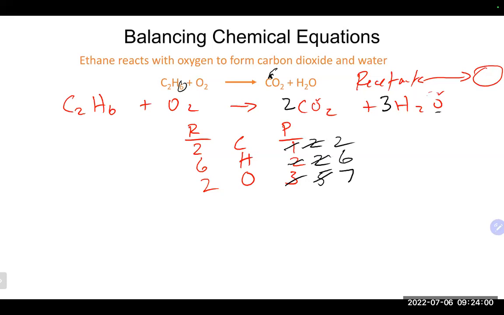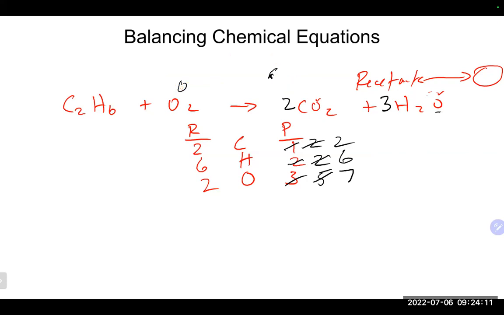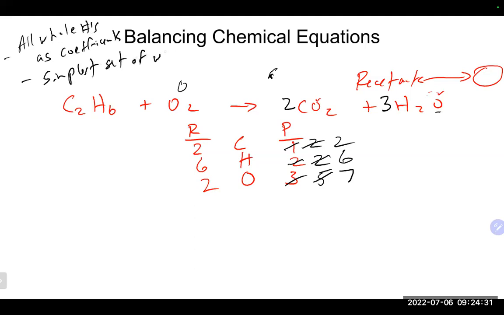So now that we're putting coefficients in here, there's a couple of things that you do want to make sure of when you are done balancing an equation. And one of those things is, when you are all said and done, you obviously need to have all whole numbers as your coefficients. And they do need to be the simplest set of whole numbers.